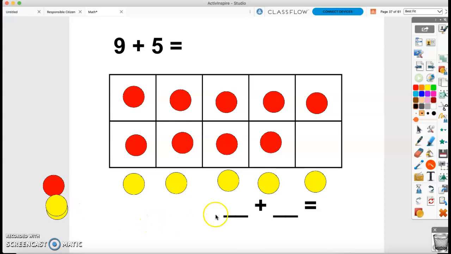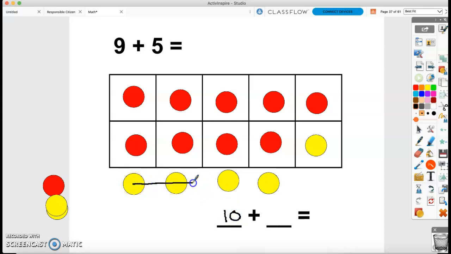Now, I'm going to try to make a 10. I see right here that I have one that is empty. So I'm going to just slide this one up here. And now I know that I have a 10 frame that's full. So when I have a 10 frame that is full, I know that I have 10 in that 10 frame. And when I'm looking at it, I now can count and see that I have 1, 2, 3, 4. Since I'm using this one in my 10 frame, I now only have 4 because I took one away.